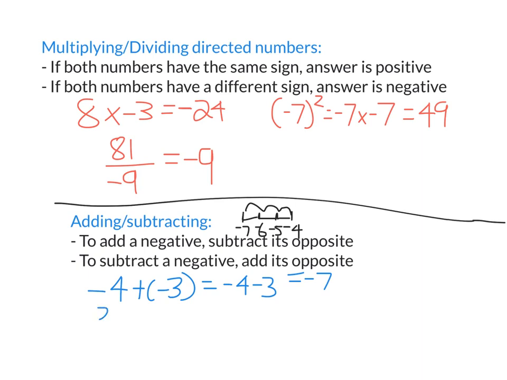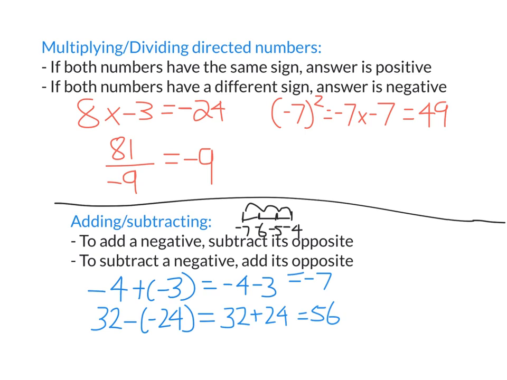So if I had something like 32 minus, let's say, negative 24, so what I'm doing now is I am subtracting a negative, so I need to add its opposite. So this will be 32. The opposite of negative 24 is positive 24, and I add its opposite. So the answer would be 56.